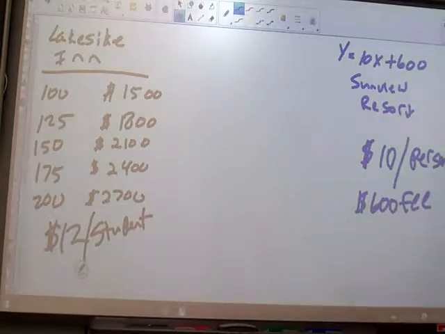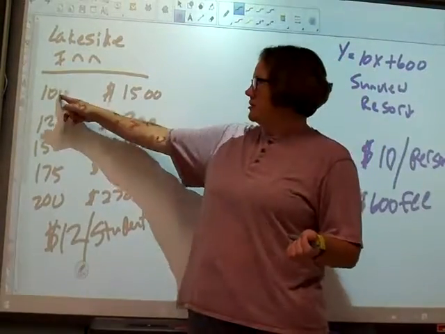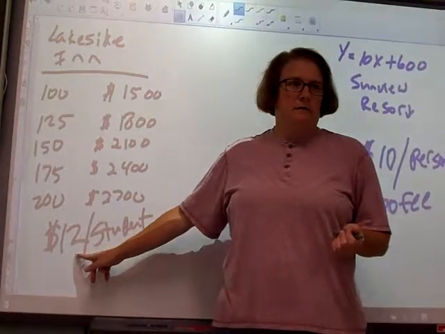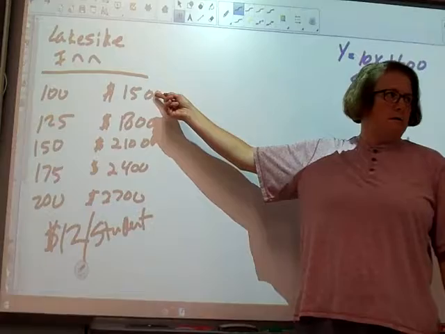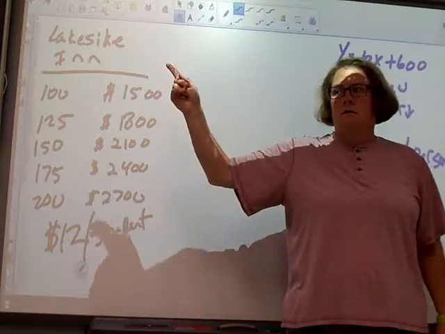$12 per person. So what if I check that here? What if I did 100 times 12? What do I get? 1,200. 1,200, but they're saying it costs $1,500. So what does that mean? So it's actually $3. It's actually 15 a person.